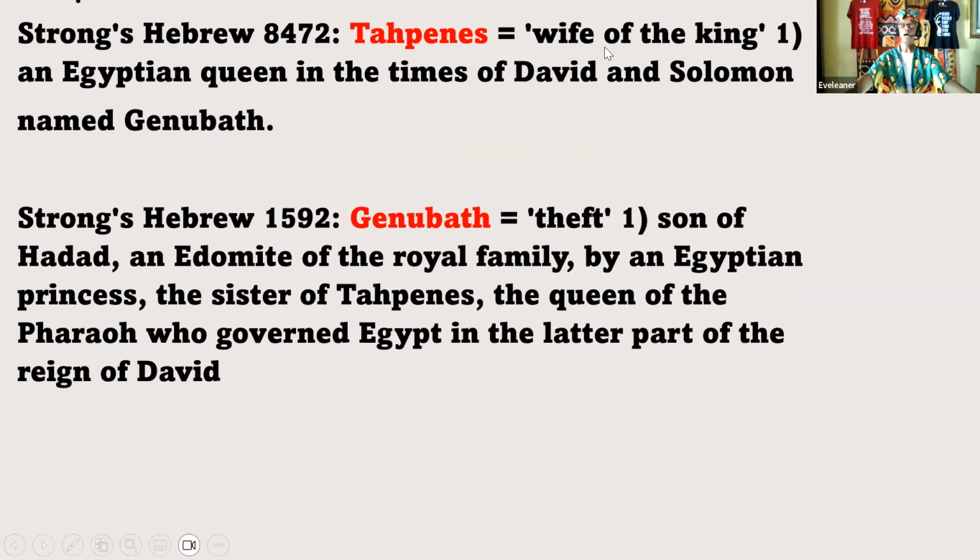So again, those were highlighted, and I want to show you the Strong's Hebrew concordance says that Tahpenes was the wife of the king, an Egyptian queen in the time of David and Solomon. Okay, and the Strong's Hebrew also tells us that Jeroboam, his name is odd, the names they gave different people, but his name equals theft. He was the son of Hadad, an Edomite of the royal family, by an Egyptian princess, the sister of Tahpenes, the queen of Pharaoh, who governed Egypt in the latter part of the reign of David. So that's more information on those two people.